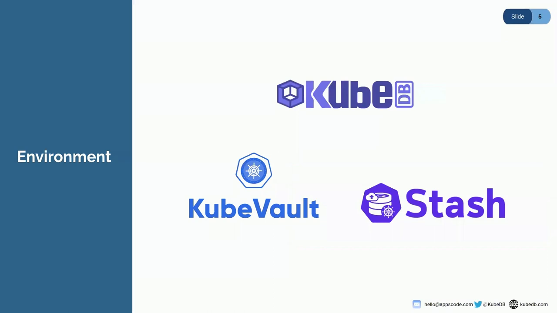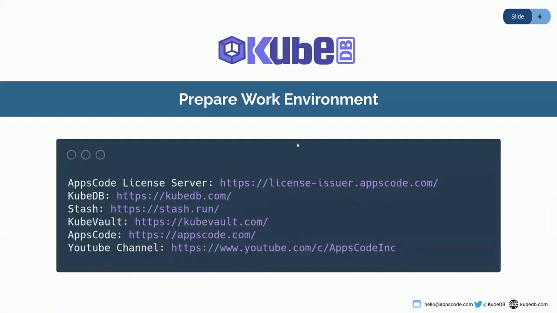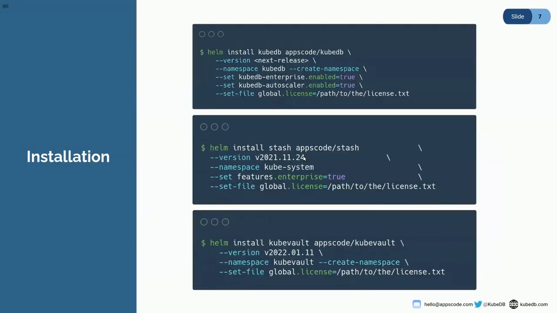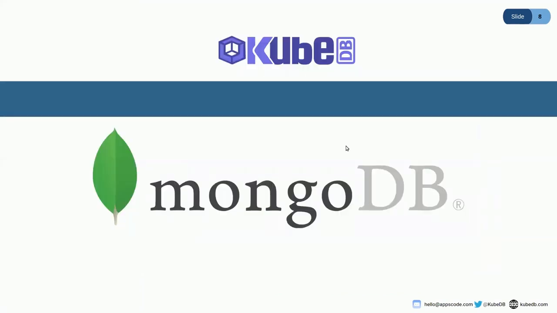As I have already mentioned, we are using KubeDB, KubeVault, and Stash behind the schema manager. If you want to get them in your cluster, you can go to the links I'm showing you, and you can get the license from AppsCode. I have already applied the Stash operator, KubeVault operator, and KubeDB operator. You can see the versions for Stash and KubeVault, but not for KubeDB, because the schema manager has not been released yet.